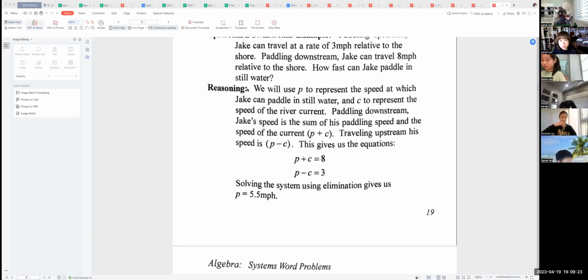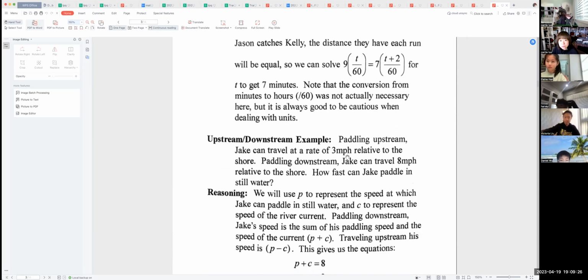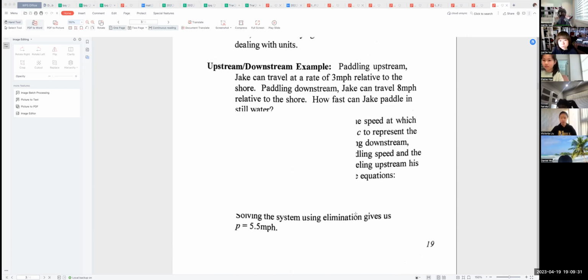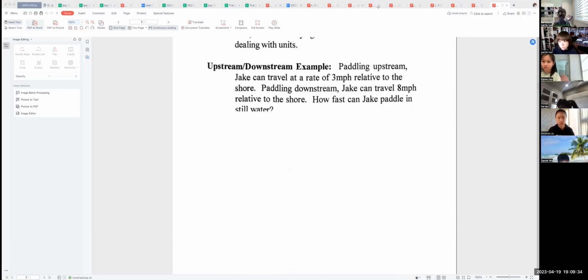Okay. So let's take a look at this one, okay? So paddling upstream, Jake can travel at a rate of 3 miles per hour. What does that mean? Upstream, oh, my book doesn't have color. So upstream means going up, right? Okay, so Jake can travel at a rate of 3 miles per hour relative to the shore. Heading downstream, 8 miles per hour.